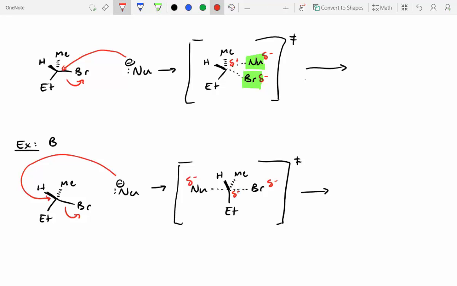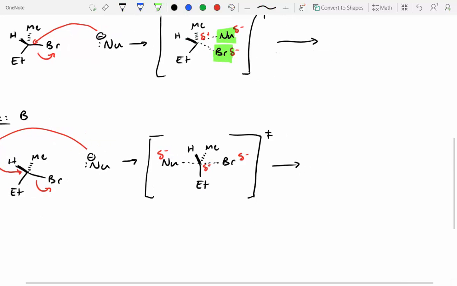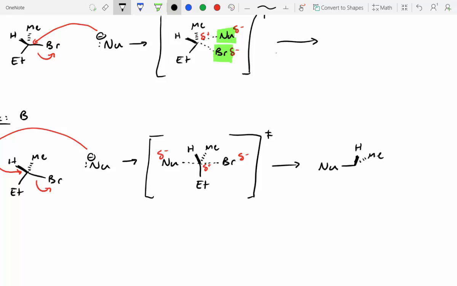All right, so let's draw our products out that we would get. So for this bottom one, we've got a nucleophile that added in, our hydrogen's still a wedge, our methyl group's still a dash, and our ethyl group's down here. What we call this is an inversion of stereochemistry.